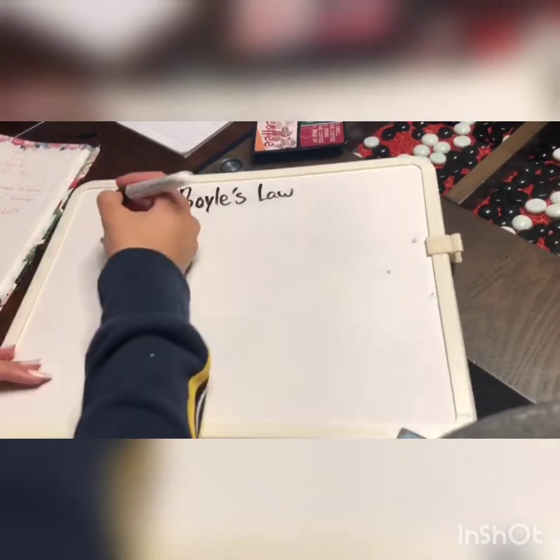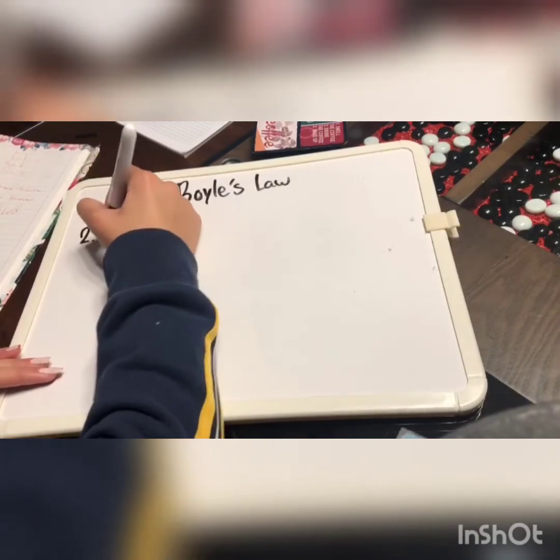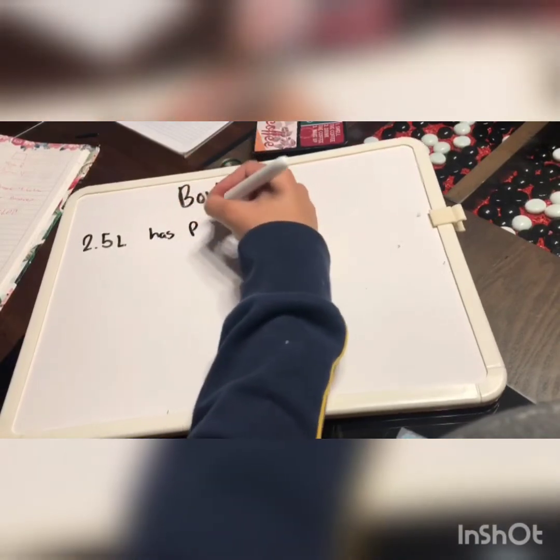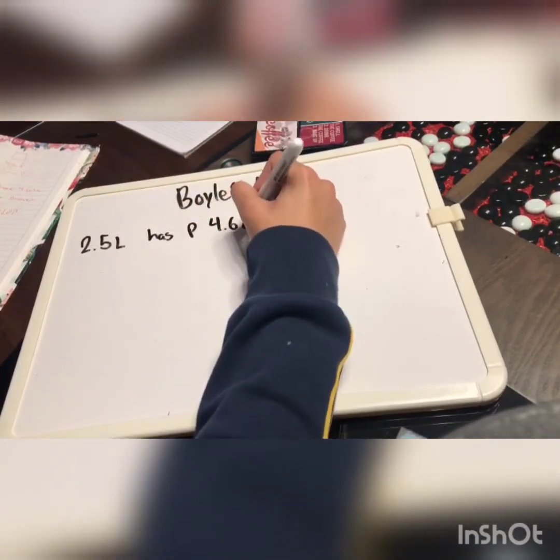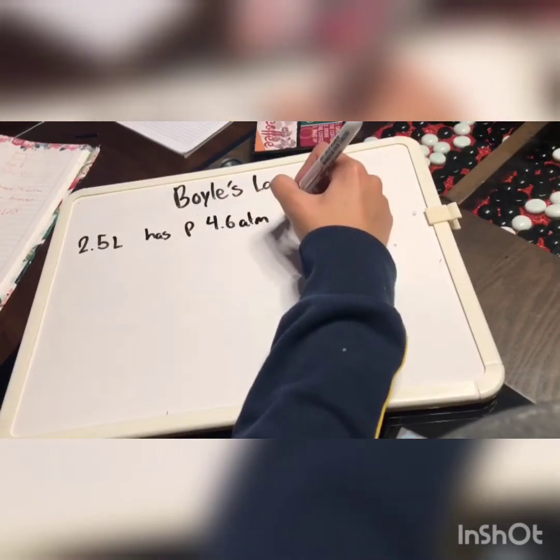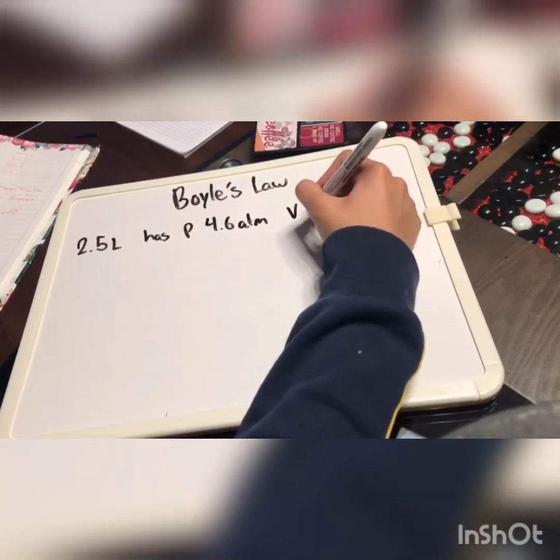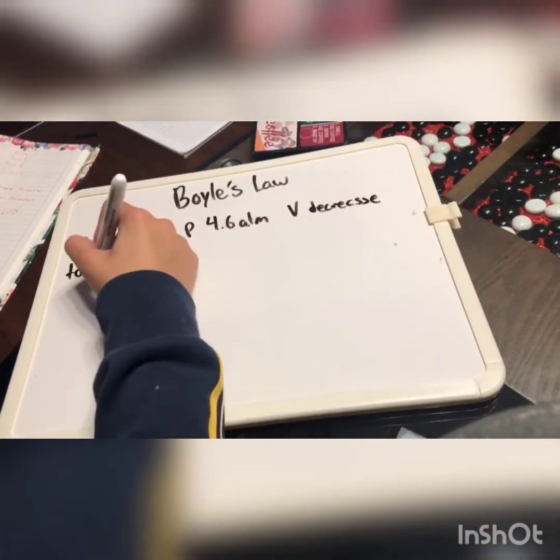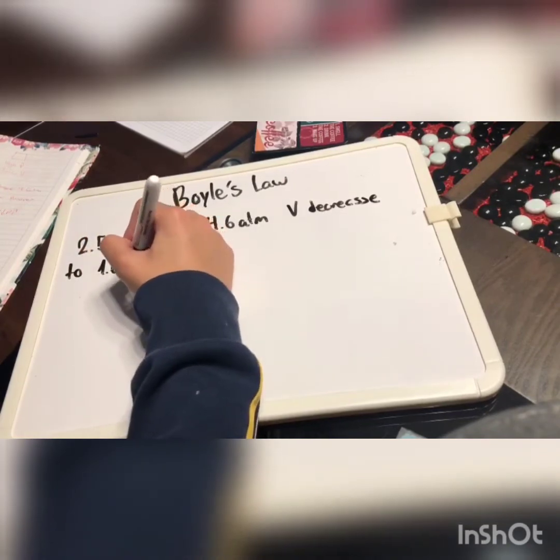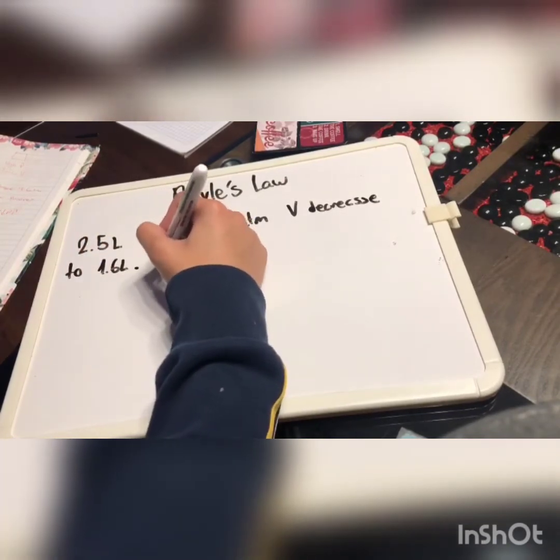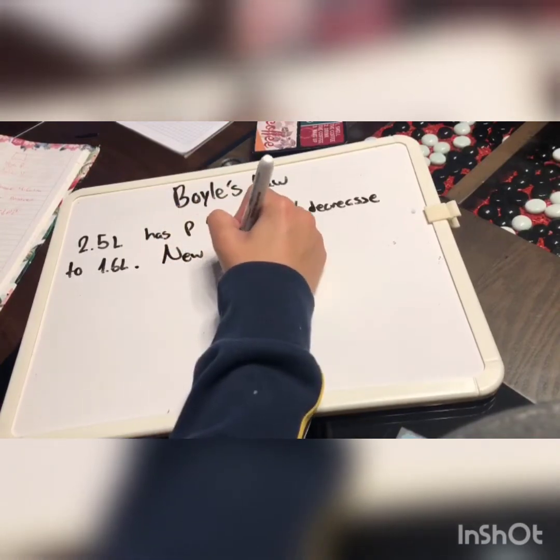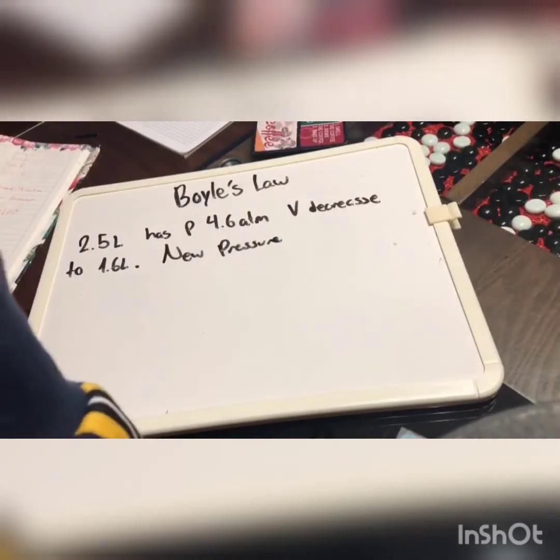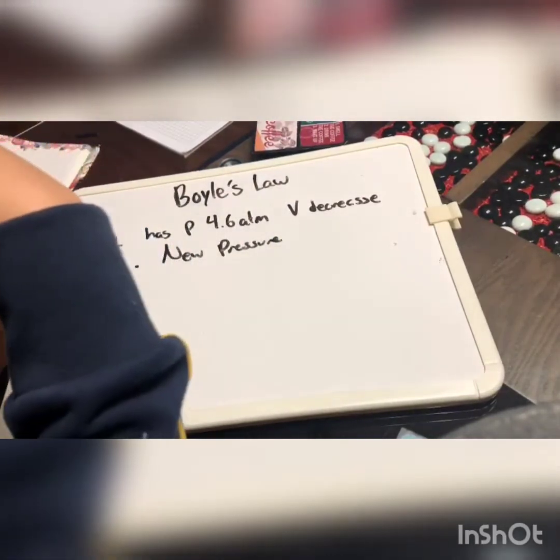Well, the problem will be that a 2.5 liter container has a pressure of 4.68 atm, and the volume decreases to 1.6 liters. So we need to discover the new pressure. So as we could see, the volume decreased, so the pressure needs to increase.